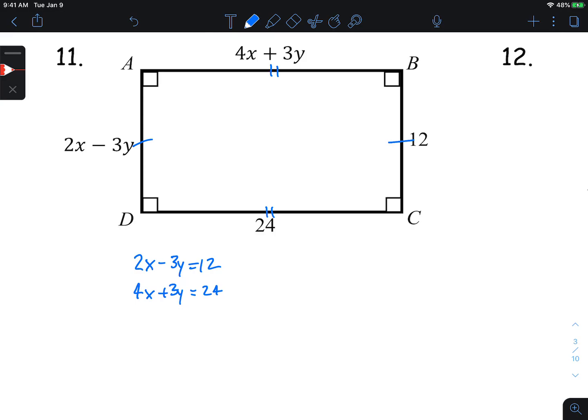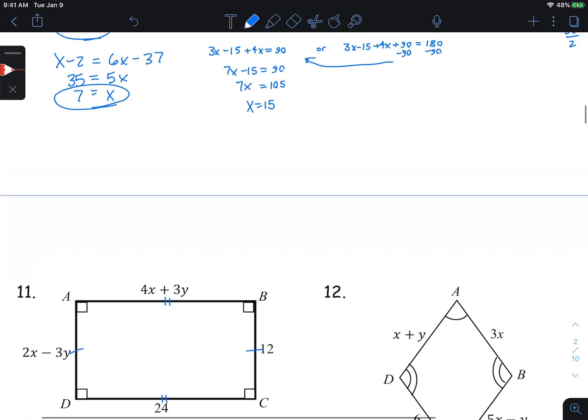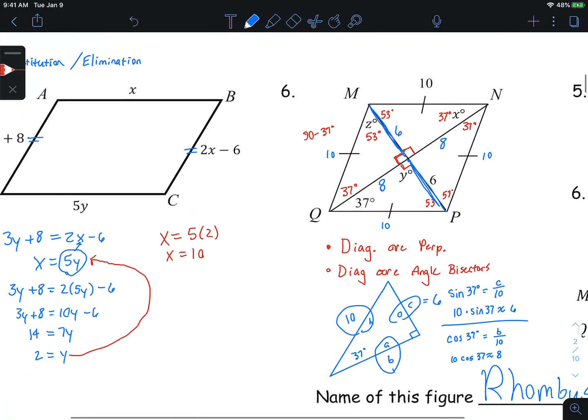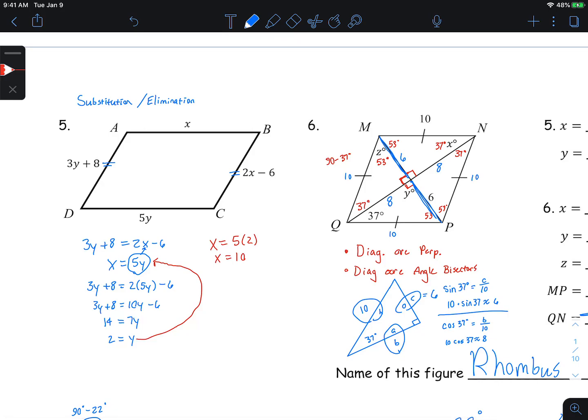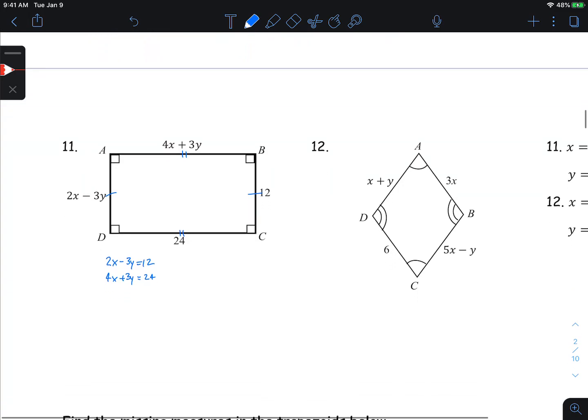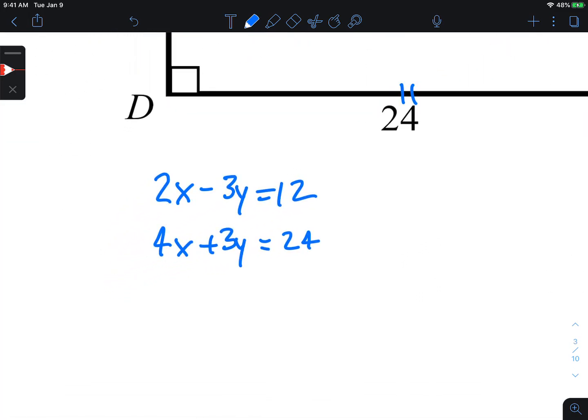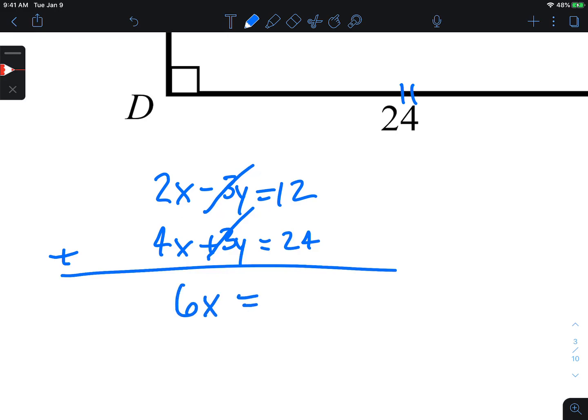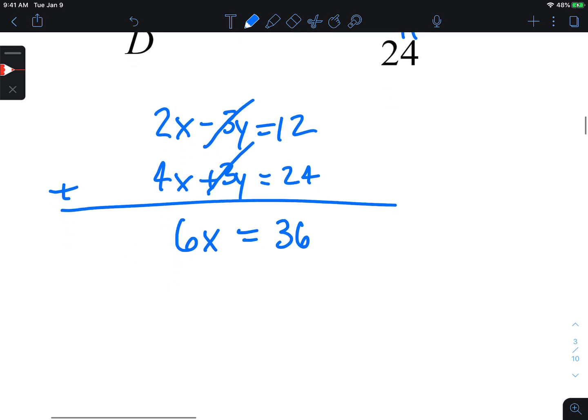The only way we're going to be able to do this is like how we did up here on this previous problem here. We're going to have to use substitution or elimination. Now the problem is going to be more geared towards the elimination here, because what can happen is if you add the two equations right now, since you have a negative 3y and a positive 3y, they would just cancel out. And then when you add your x's, you would get 6x, and then over here on the right hand side, adding the constant numbers up, you would get 36.